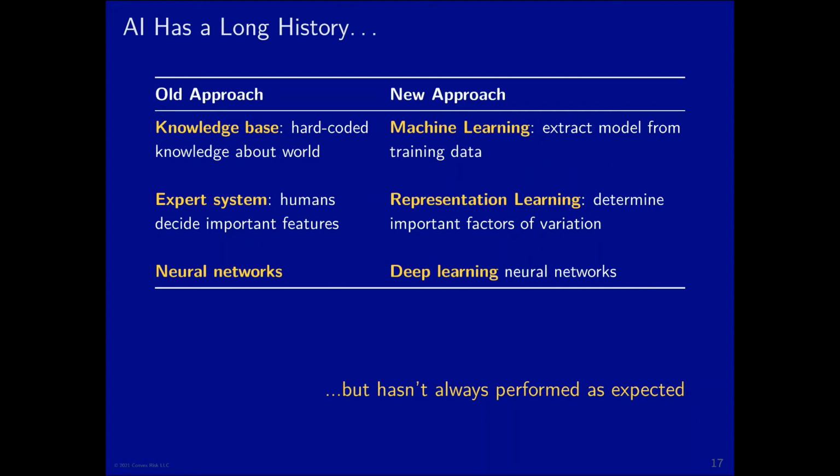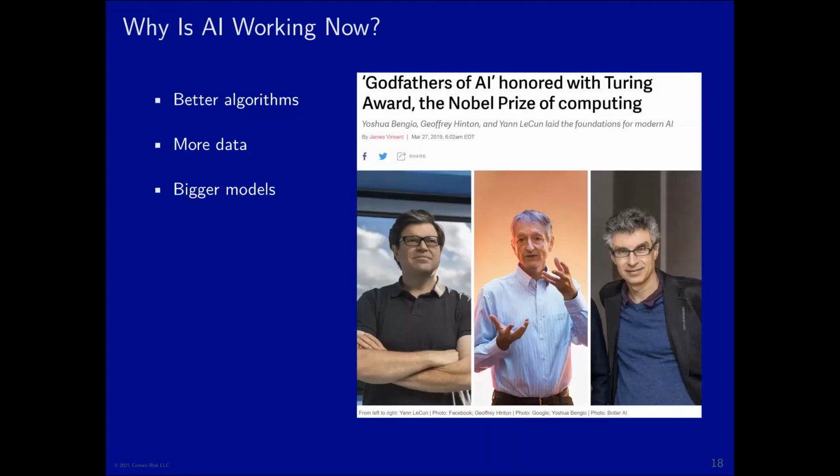But this hasn't always performed as expected. And in fact, it's really over the last 10 years or so that it's really taken off. You can ask, well, why is that? Why is AI working now? And it comes down to three things. There are better algorithms, we have more data, and we have the ability to build bigger models.